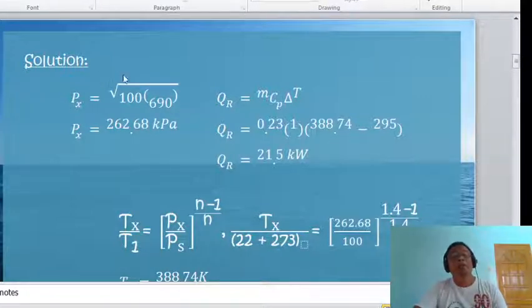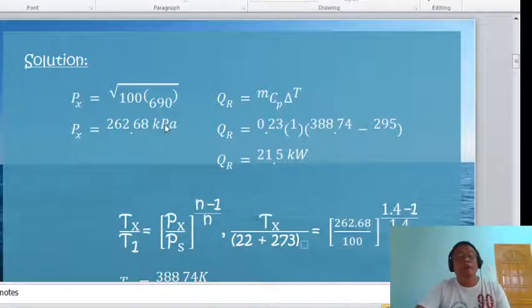Getting now the heat rejected, QR equals MCp delta T. QR equals 0.23 for the mass, multiplied by Cp of air, which is 1, and then the change in temperature. The 22 is converted to Kelvin, so that is 295. Take note, in getting the temperature between the intercooler, Tx over T1 equals Px over P2 raised to n minus 1 over n. What kind of equation is this? This is under the polytropic compression, where Px is the intercooler pressure.